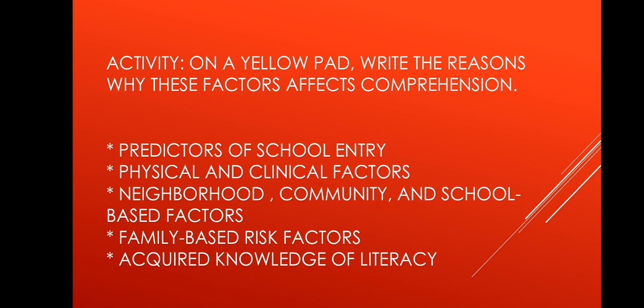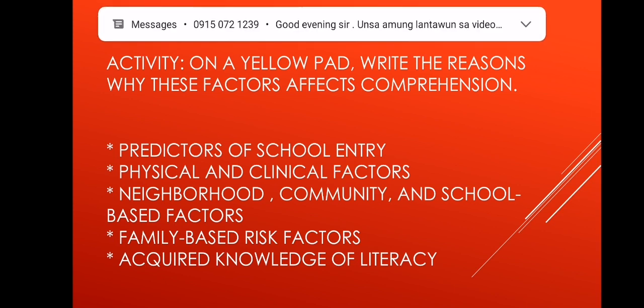But for now, for your activity, on a yellow pad, write the reasons why these factors affect comprehension. First, predictors of school injury. Second, physical and clinical factors. Third, neighborhood, community, and school-based factors. Fourth, family-based risk factors. Fifth, lastly, acquired knowledge of literacy.